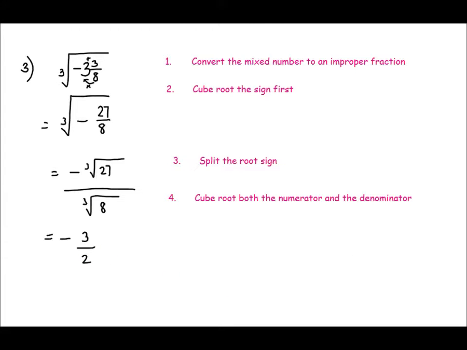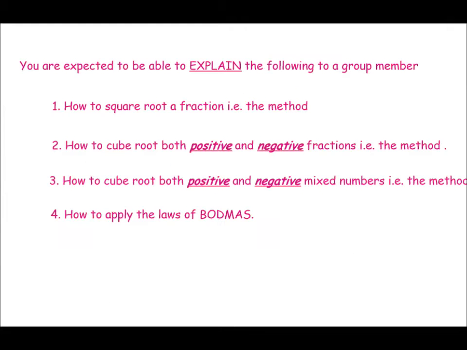Let's look at the answer. Write the answer as a mixed number in simplest form. 2 goes into 3 once. My number is still negative. 1 times 2 is 2 and 1 left over, so negative 1 and a half. That is the answer to that calculation.